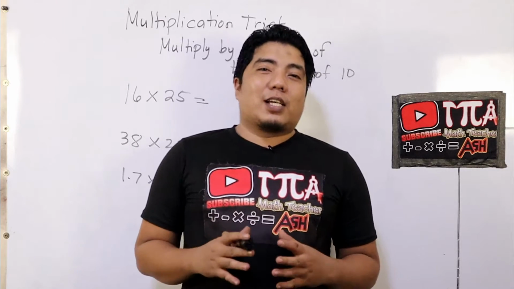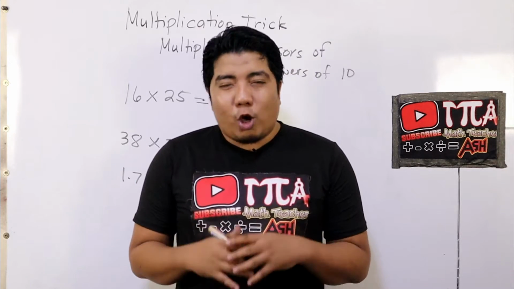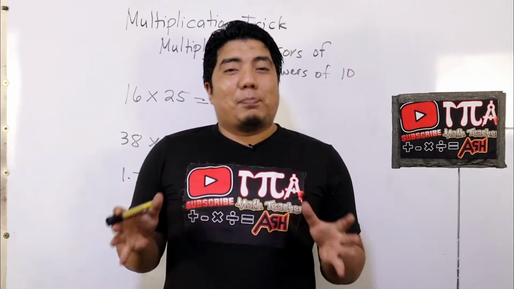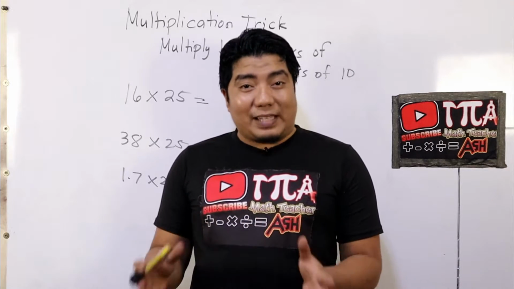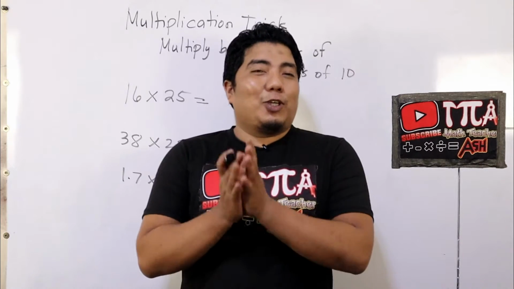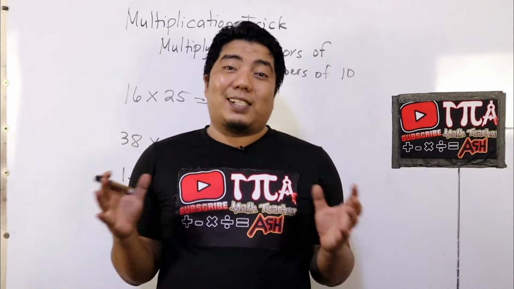Today, we're going to discuss a simple multiplication trick on how to multiply numbers by divisors of powers of 10. So, hopefully, you can get the simple trick out of this discussion.